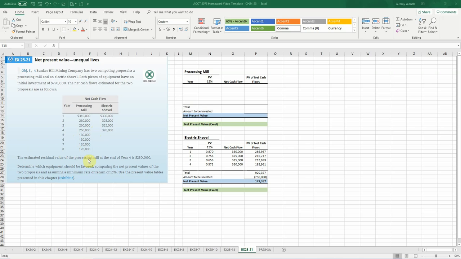So the estimated residual value of the processing mill at the end of year 4 is $280,000. And we need to determine what is the better deal.